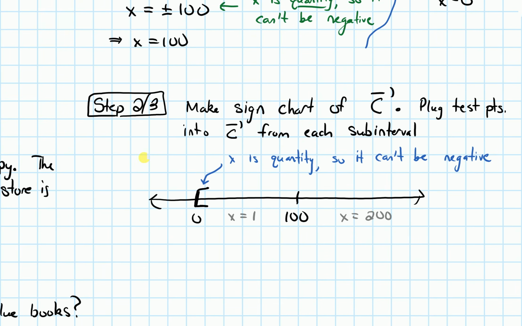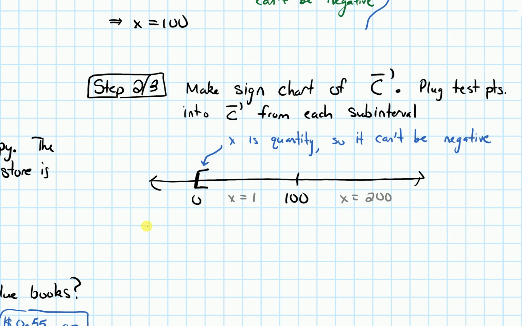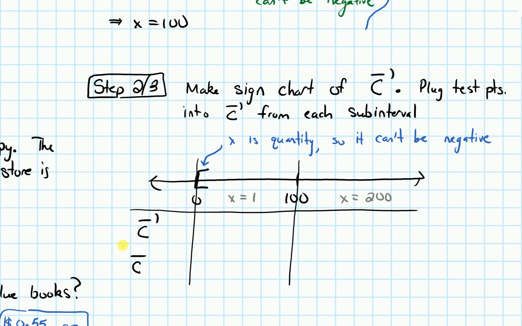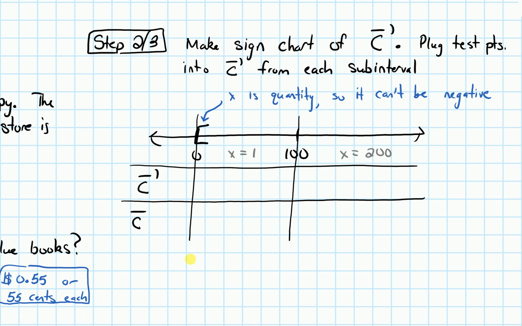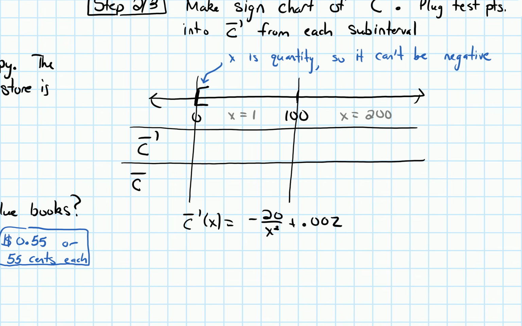All right, so now let's start to make our sign chart. What we do is we make a row for the derivative and a row for the original function. Then I put a line at each of the values on the number line, and I make rows for this sign chart. What I need to do now is plug these test points into the derivative. Remember, the derivative of average cost was negative 20 over x squared plus 0.002. So let's plug in our test points.